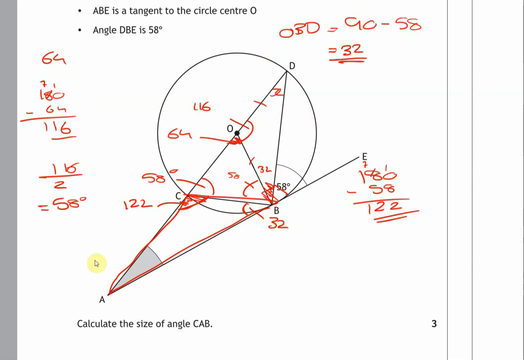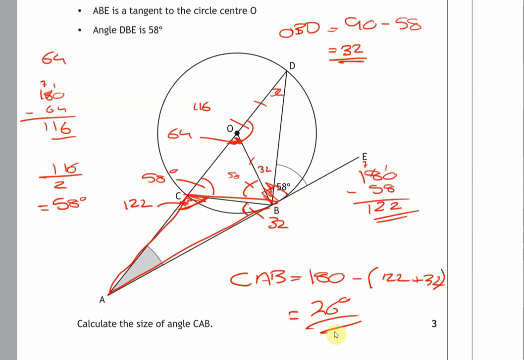So 32 in here. Now that means that our unknown value, CAB, is going to equal 180 minus 122 plus 32. So that is going to give us a value of 26 degrees. So that's how you go about annotating this entire system in order to find the value of CAB. Then that's this angle in here. And again, we can do a check. We know this is an acute angle, so we know it has to be less than 90 degrees, which in this case, it is indeed.